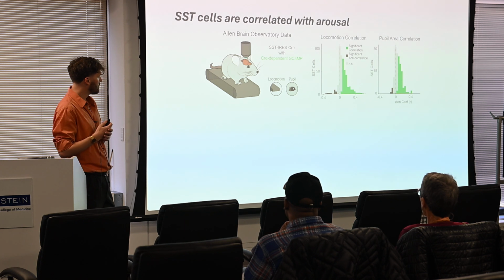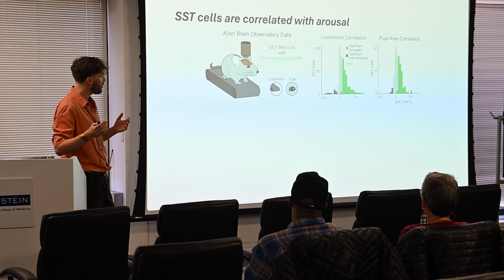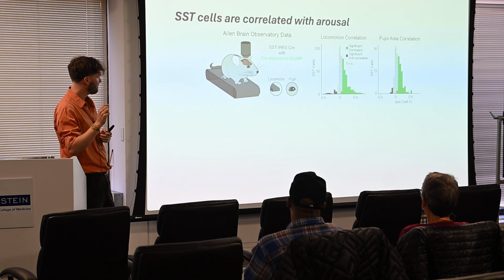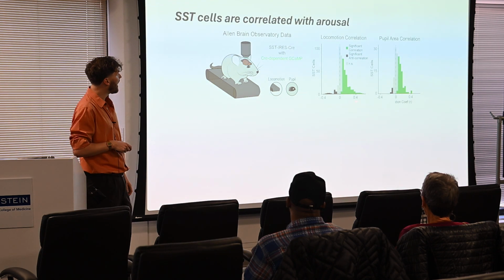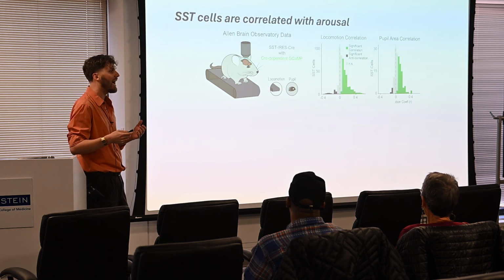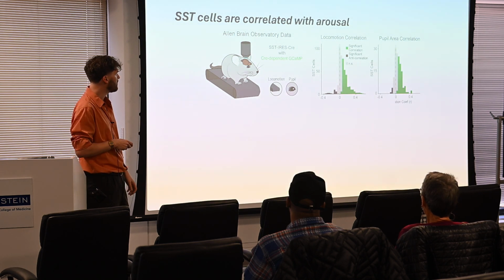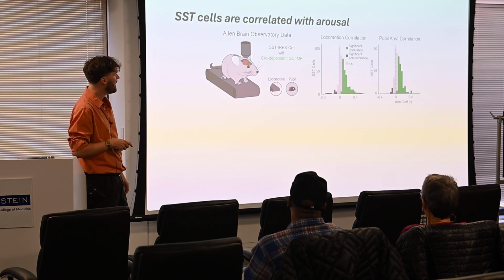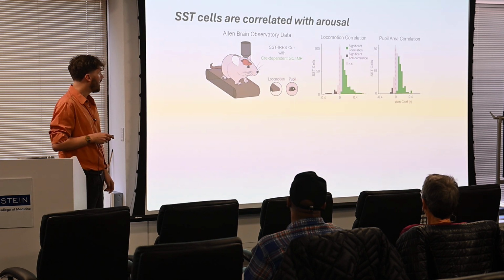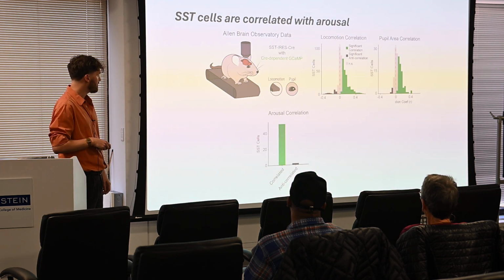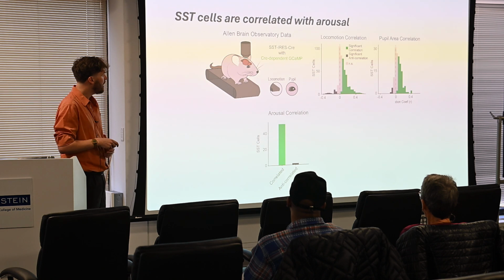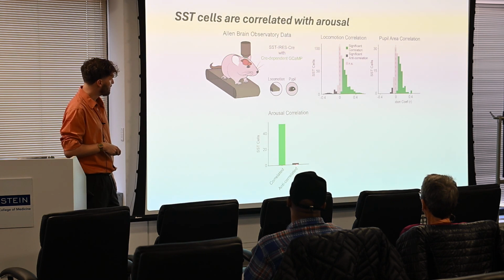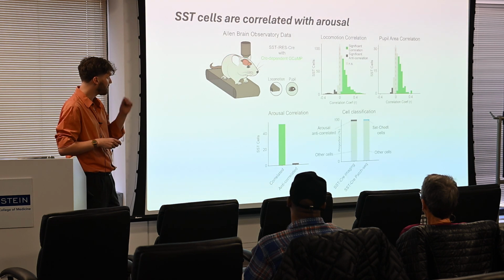And as we expected, the somatostatin population as a whole, which has many more cells than the somatostatin chodal subgroup, are positively correlated with arousal state. They're active when the mouse is alert and moving around. Their activity positively correlates with locomotion as well as pupil area. The majority of the cells that we observe are positively correlated, but there's also a small population of cells that are consistently negatively correlated to locomotion and pupil area.